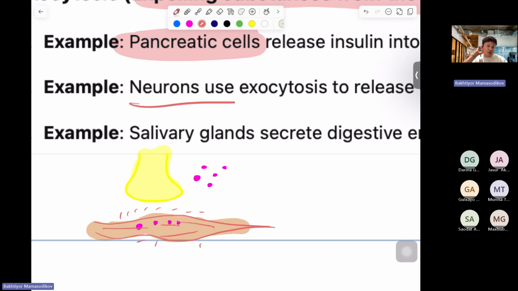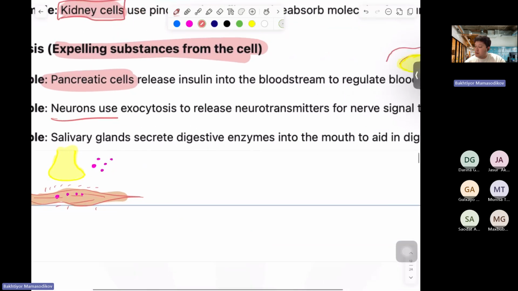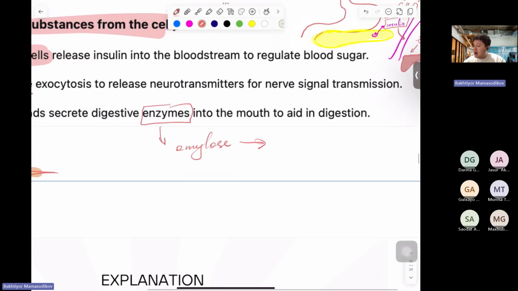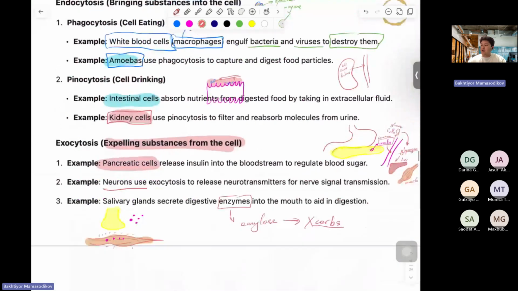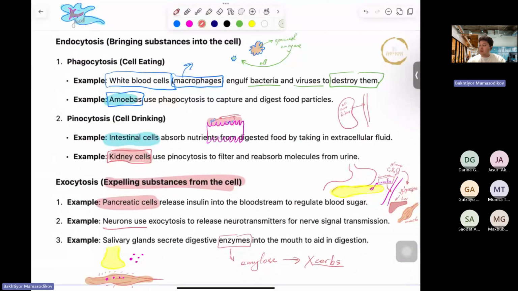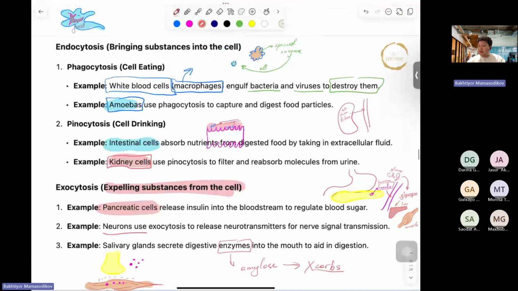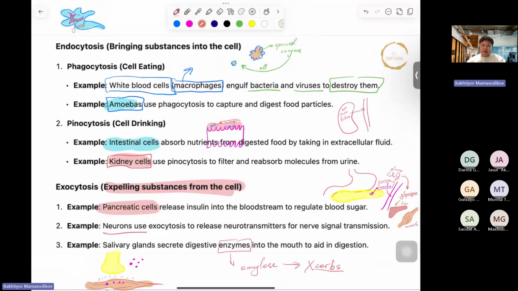What about salivary glands? You know salivary glands? The слюнные железы, they secrete the enzymes. For example, the amylase. We will learn it during the digestive system. They're going to synthesize the amylase, and this amylase is going to break down your carbohydrates, your углеводы, your carbs, in the mouth. Okay, these are all examples of the exocytosis. You have to know those examples. Okay, so any questions?